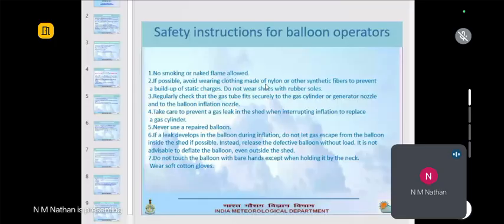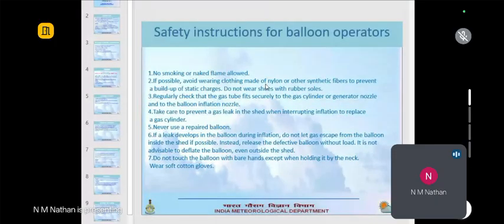If possible, avoid wearing clothes made of nylon or synthetic fibers. You are supposed to use only cotton clothes. The person who is inflating the balloon should wear only cotton clothes. They should not wear nylon or synthetic fiber related materials, because that may create a static voltage. So to avoid that, you have to use cotton.